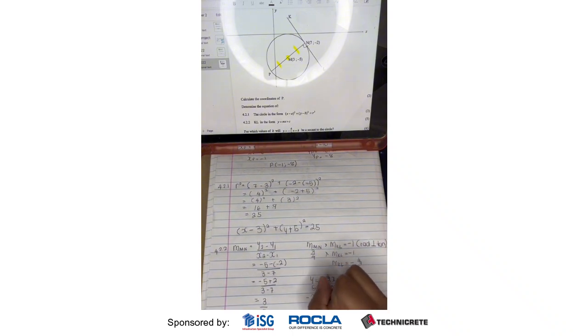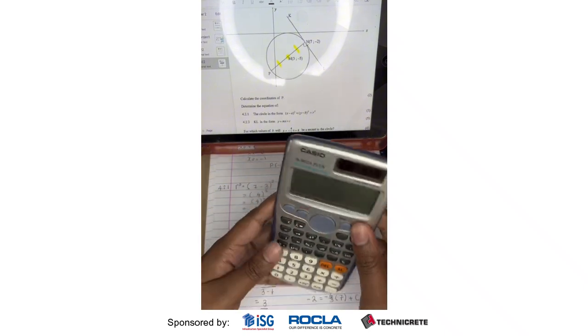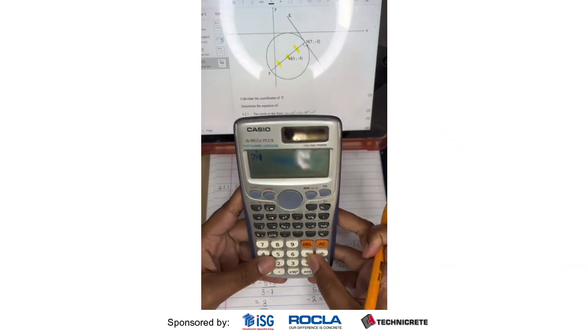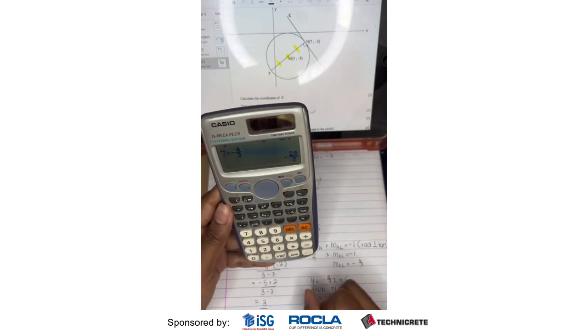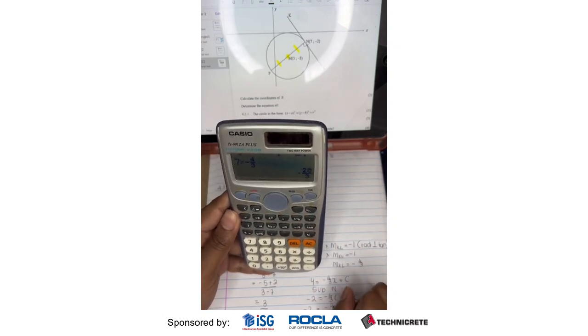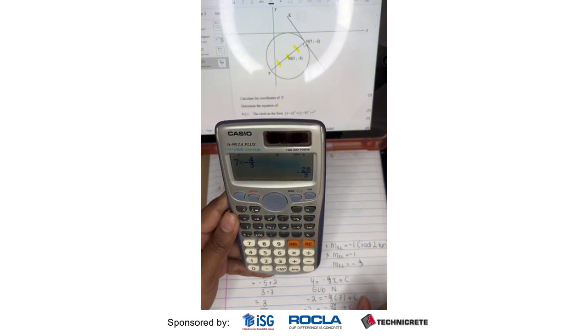We're going to have negative 2 is equal to negative 4 over 3 times 7, plus c. Let's multiply: 7 times minus 4 over 3 is negative 28 over 3, plus c. So we're going to take this to the other side.